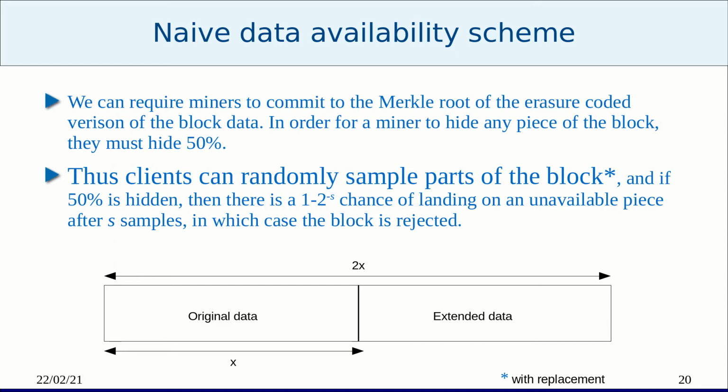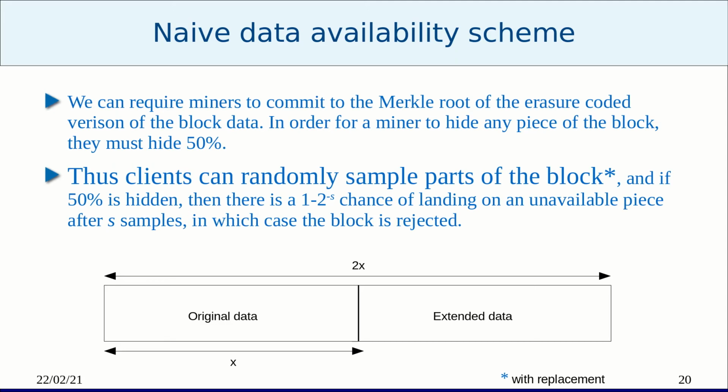This is very useful for light clients because what they can do now is randomly sample different pieces from that block to test how available it is. If we assume that the miner is malicious and has withheld half the block because they want to hide any piece of that block, then if a light client randomly samples a piece of that block, there's a 50% chance of landing on an unavailable piece that the miner has not published. And if they land on an unavailable piece that they cannot download, then the light client knows that the block is not available and therefore can reject that block header.